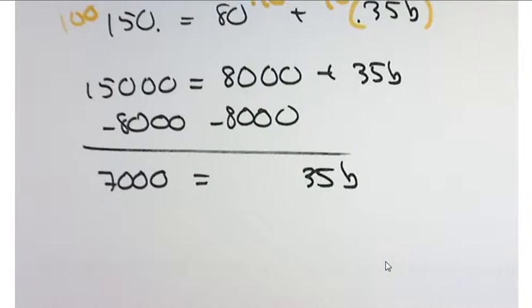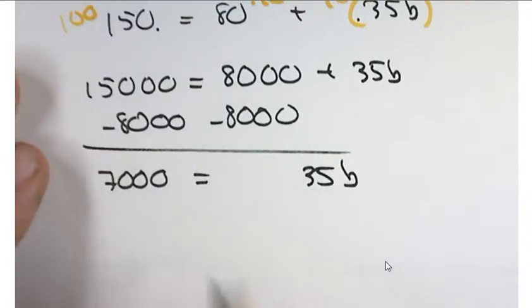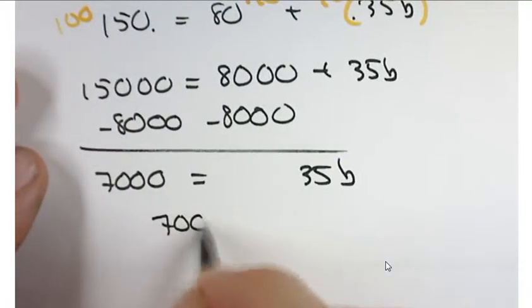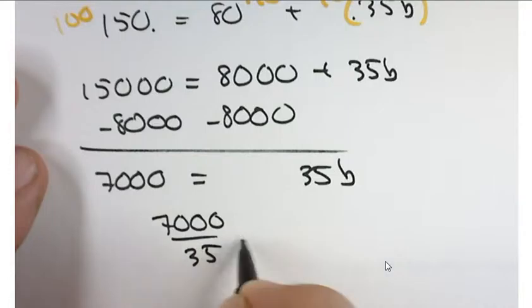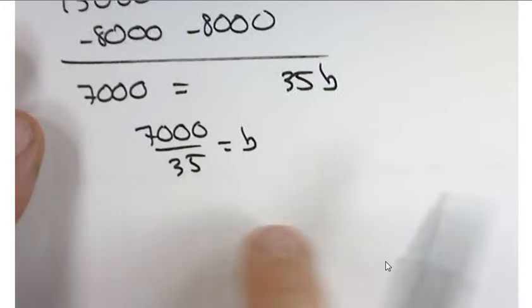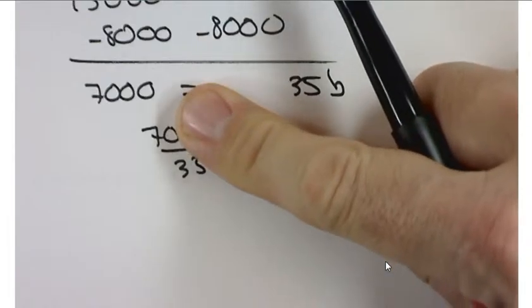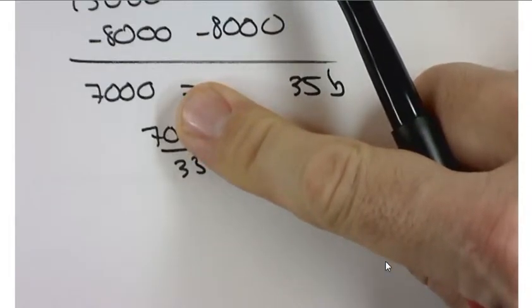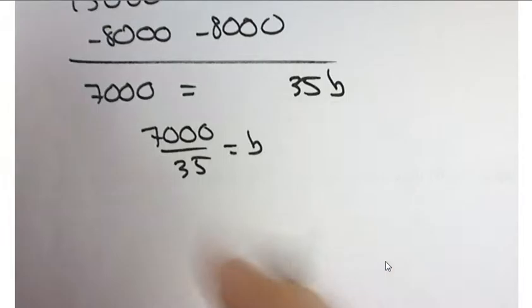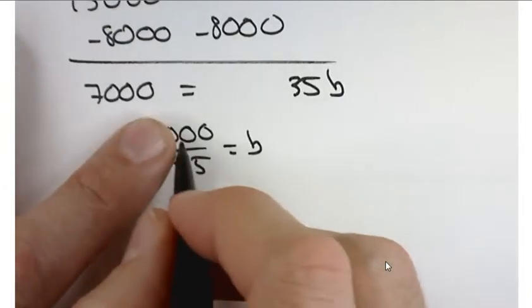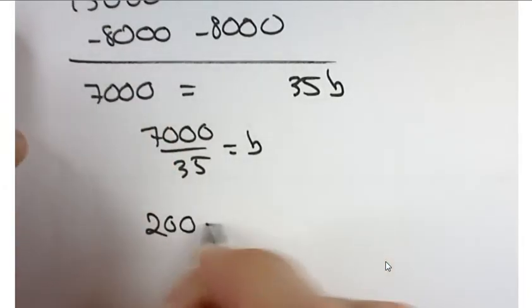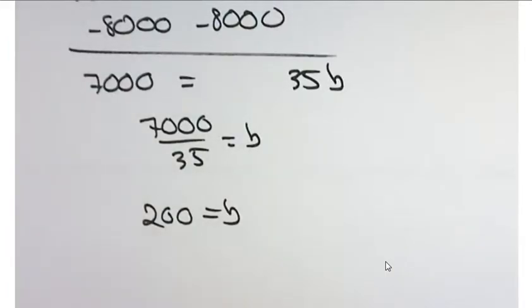Almost done. What's our last step here? Yeah, divide by 35. So 7,000 divided by 35. Well, 70 divided by 35 is what? Anyone? 2. And then I'll have 2 zeros left over. So B is 200. Which, okay, 200 balloons.